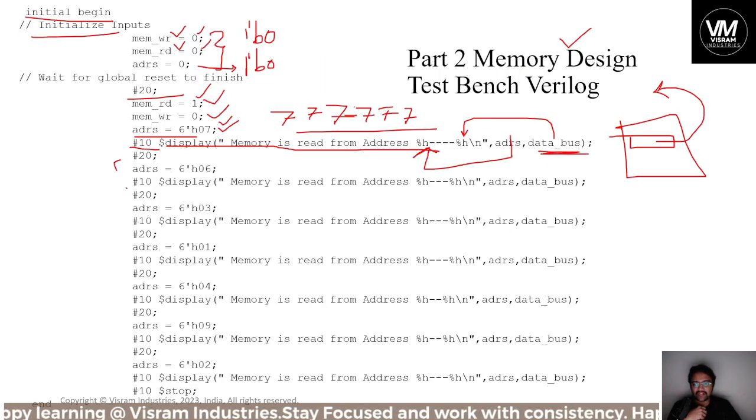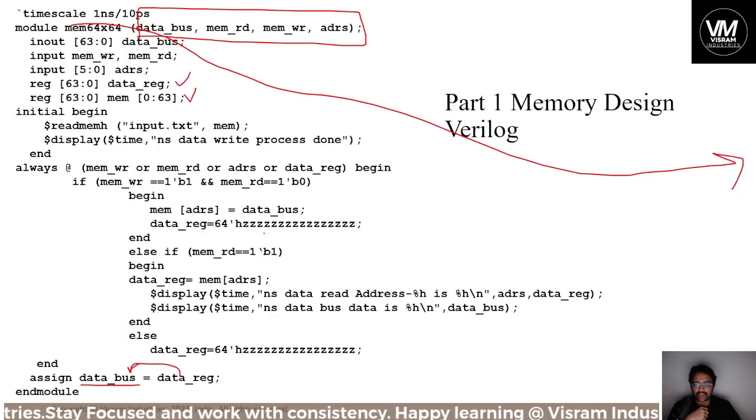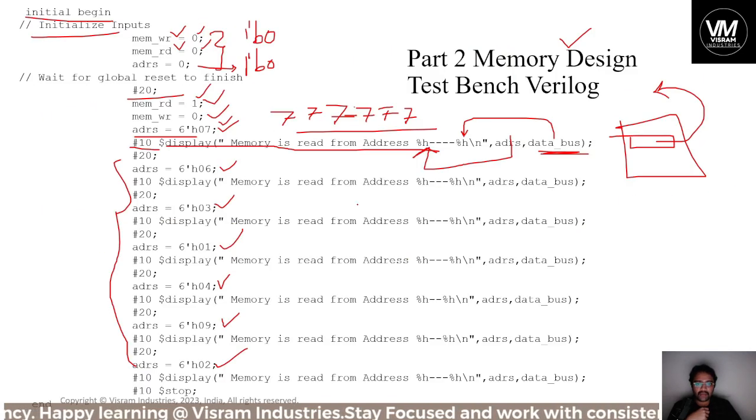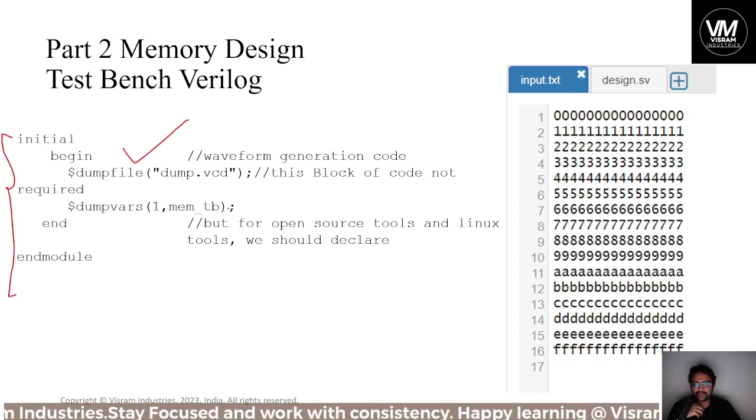Similarly, you can test another 5-6 values with different address locations. You can read, and it is taken from the input.txt file, read mem. So this is written into the memory. In the design we have written into the memory, but in the test bench, whatever data is written in the memory can be read, taken from the memory. And in the last part, you can write these for the waveform generation.